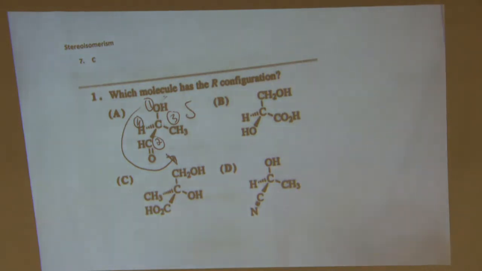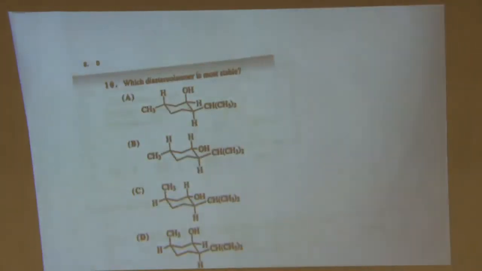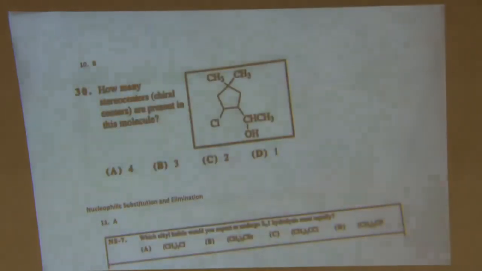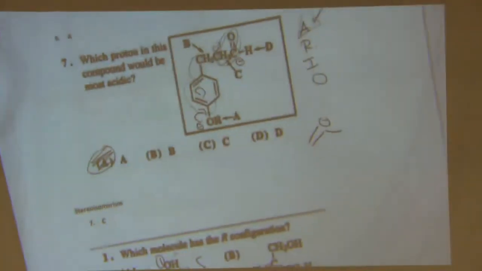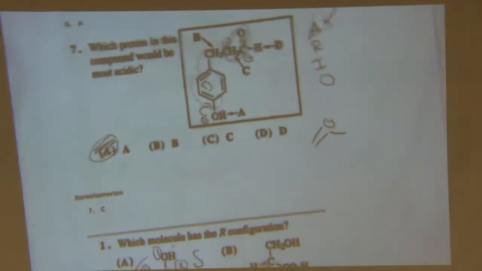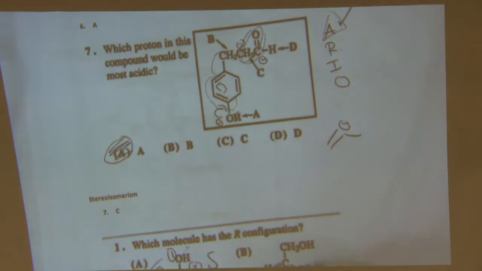I don't know if I have one on here. I can just do one really quick if I don't. I don't. Okay. So what about B? What's the first priority group? OH still, right? Because the oxygen versus carbons. And then what about these two? This one, right? Because this one has 2 oxygens. This one only has 1.